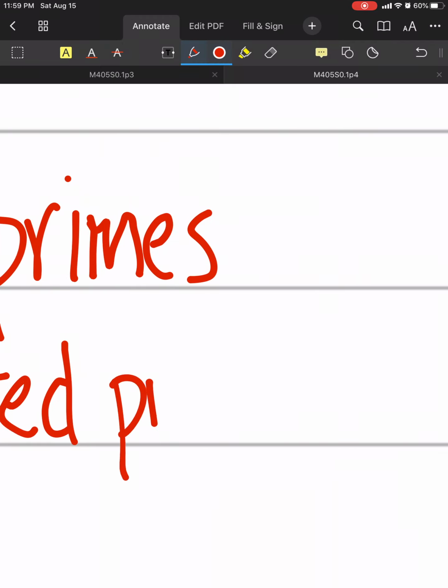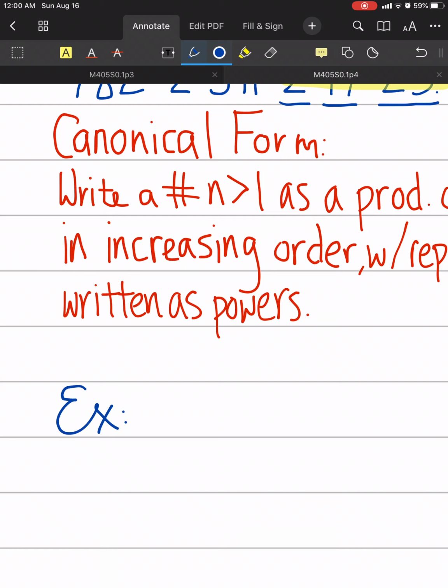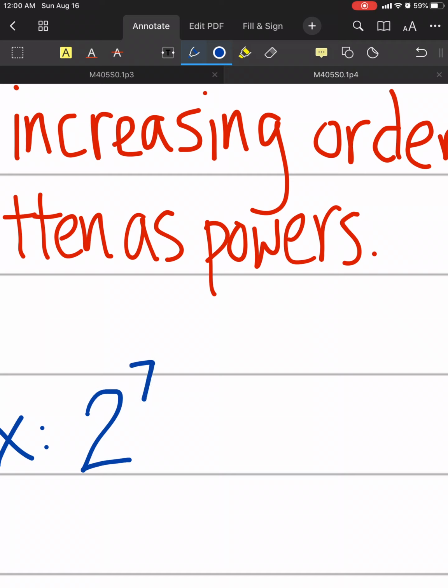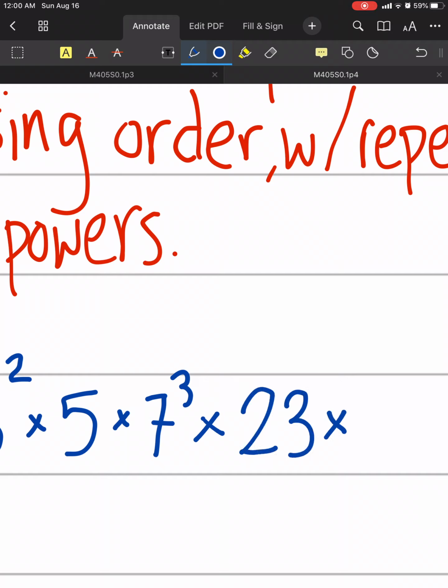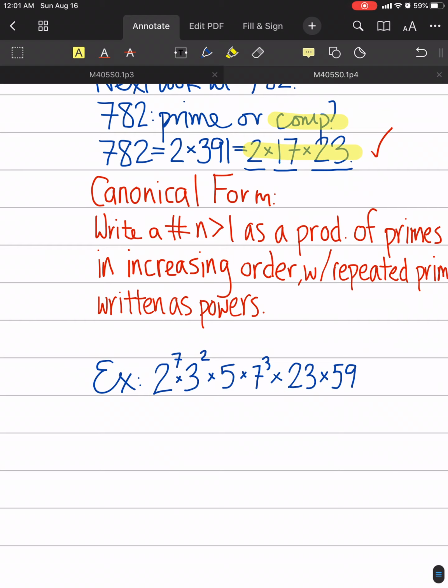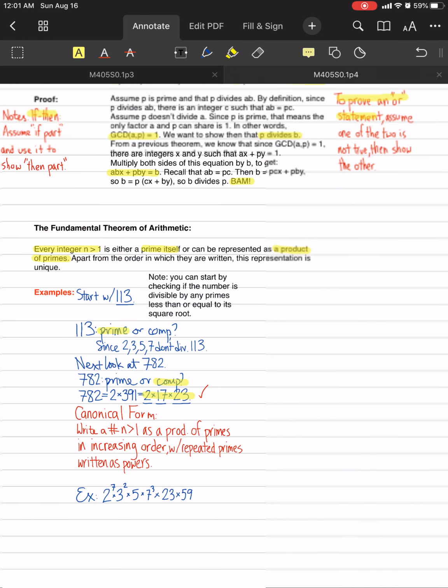So, for instance, how we've written 782 here, 2 times 17 times 23, they're in increasing order, so that is in canonical form. The factors, when you get them, may not be in increasing order, so you might rearrange them to put them in canonical form. So an example here of something in canonical form, I'm not even going to figure out what the number is, but I'm just going to put it together here. So 2 to the 7th times 3 squared times 5 times 7 cubed times 23 times, let's say, 59. That is an integer written as a product of primes, and it's written in canonical form because the primes from one to the next get bigger. That's really all a canonical form means.